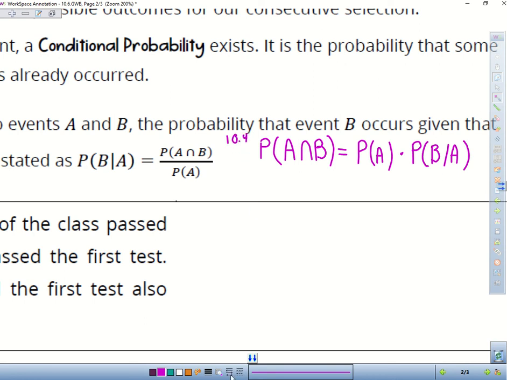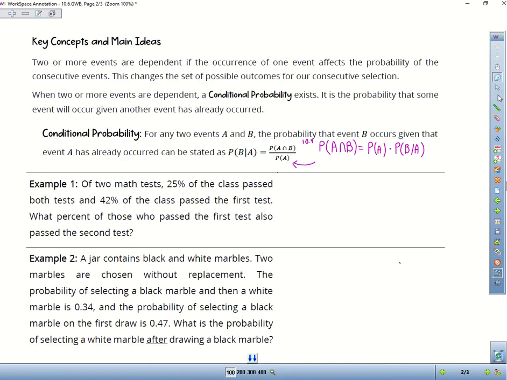Isn't this the same formula over here? Isn't it just rearranged? What did they do to get from the formula in the pink to the one in the black? They divided by the probability of B given A, correct? Yeah. So these are the same formula, now we're just working with it differently, okay? So instead of doing multiplication, we're going to be doing division. Alright, so let's go ahead and try one of the problems.